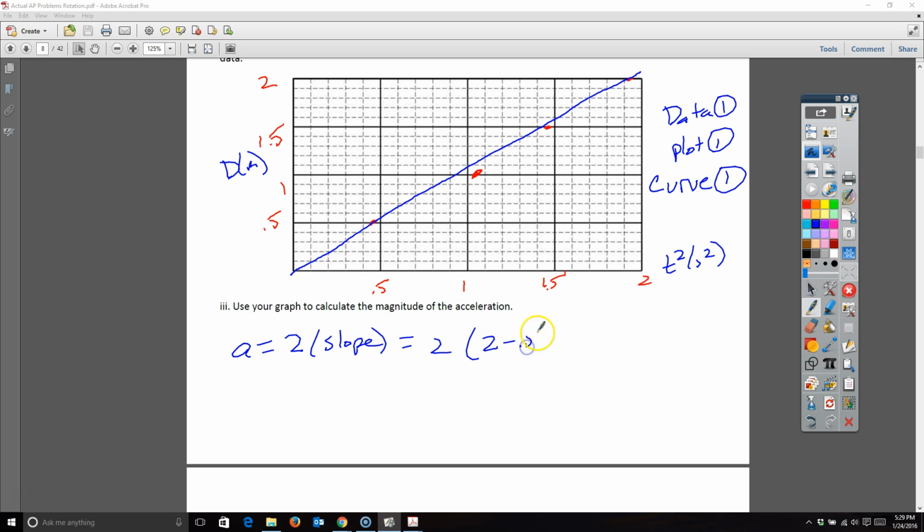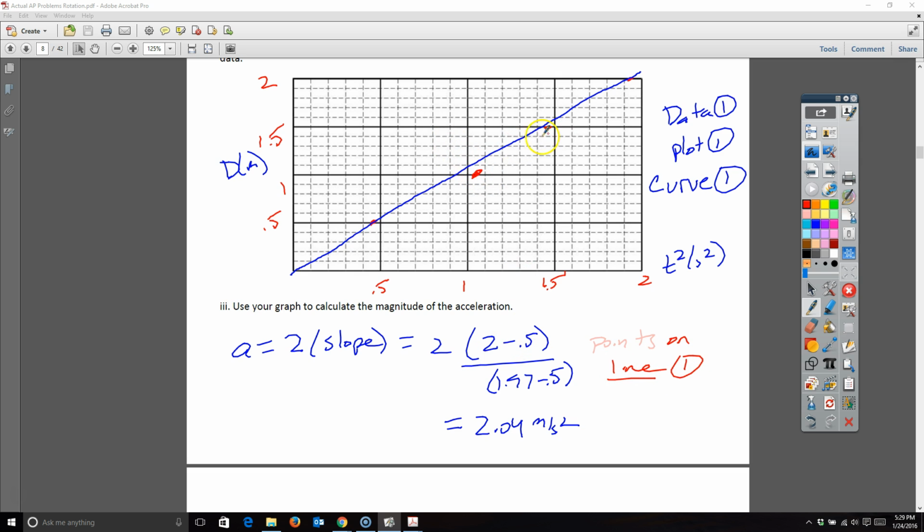So this would be 2 minus 0.5, and then that's divided by something like 1.97 minus 0.5. And you should end up with 2.04 meters per second squared. And the points that you get from this one is you have to use points on the line. Okay, that's 1 point.